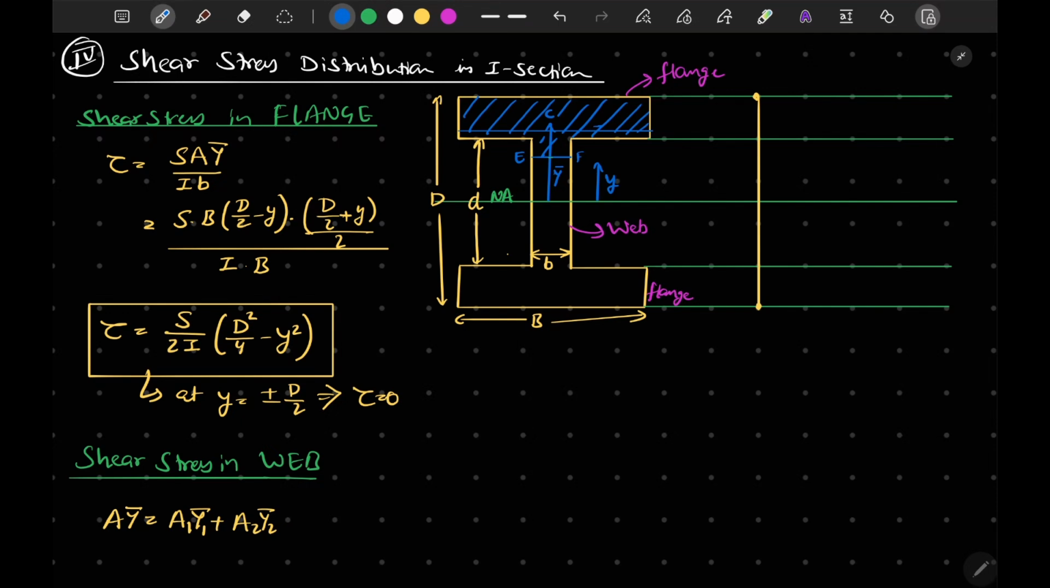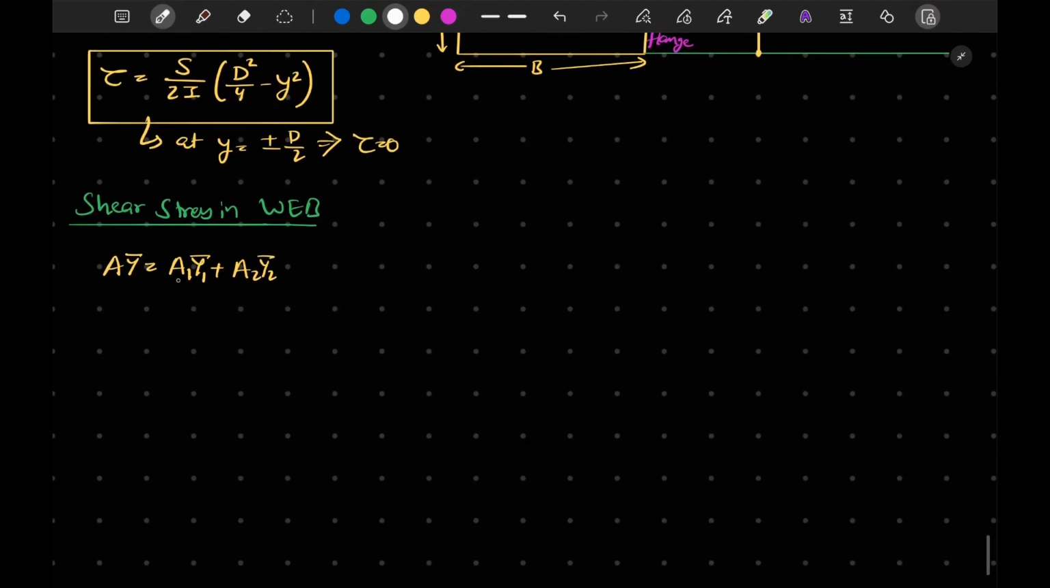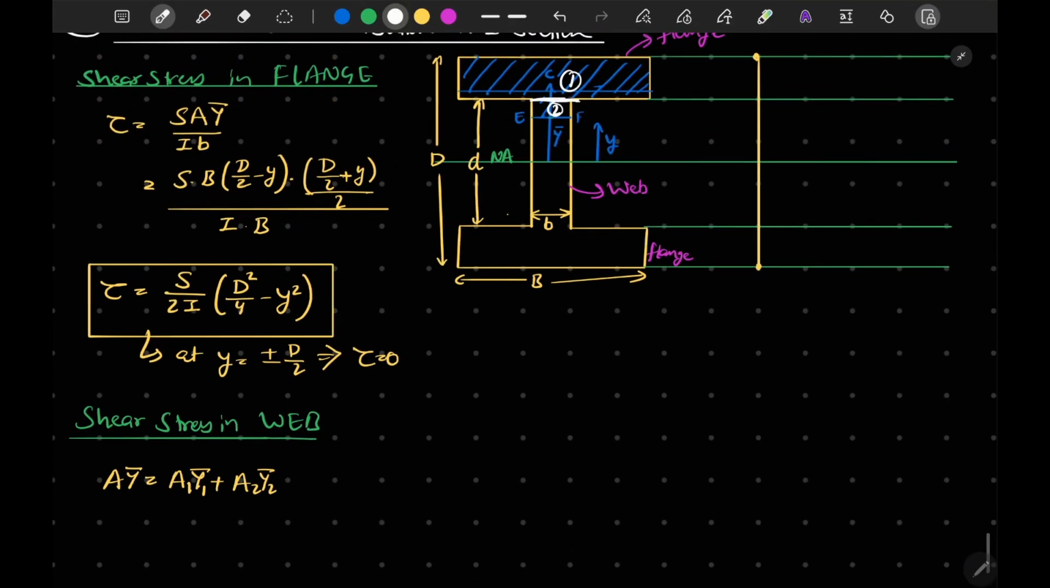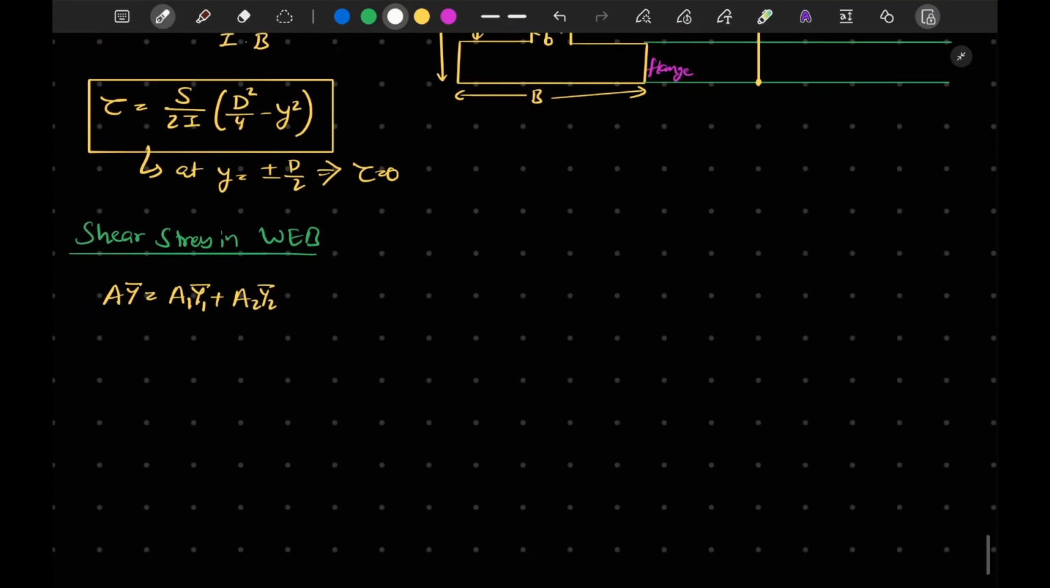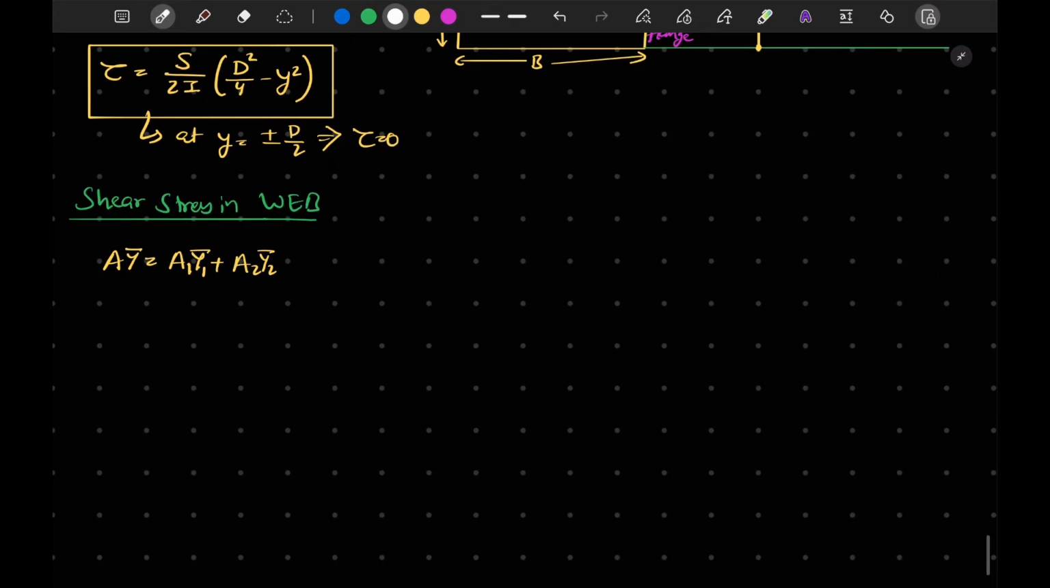Now let me write this with another color, let's use white. Let's say this is our section 1, this is our section 2, and this is our partition here. We will use the terminology 1 for the flange and 2 for the web. So A1 is the area of the flange, into y1, the centroid distance for the flange.